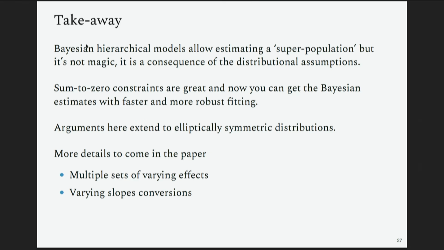So it's kind of unfortunate in some sense. This is like a negative result, I think, in some sense. But understanding this, it means that we can get this really efficient way of estimating these models, and we can do it today. And then Nick and I will have a paper, and we'll spell it out a bit more clearly, and we'll include multiple sets of varying effects, the varying slopes, and then the extension to the elliptically symmetric distributions.